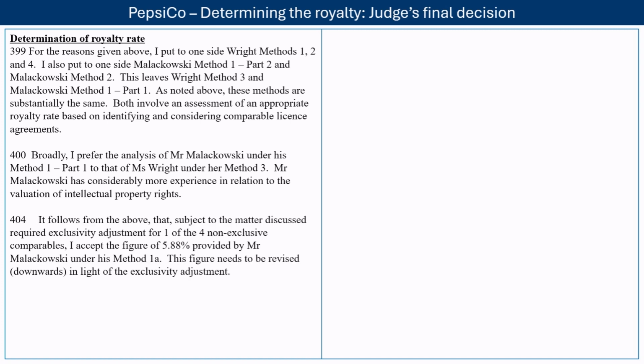And then the judge says it follows from the above that, subject to the matter discussed regarding the required exclusivity adjustment for one of the 4 non-exclusive comparables, I accept the figure of 5.88% provided by Mr. Malachowski under his method 1A. And this figure needs to be revised downwards in light of the exclusivity adjustment, because remember, one of the 4 royalty rates were doubled, and we now need to take a single value of that royalty. And this is where the court ends. So the deemed royalty rate was a little bit below 5.88%.